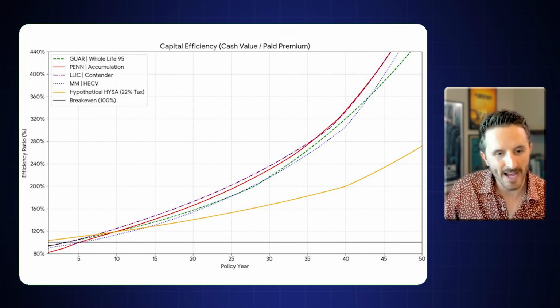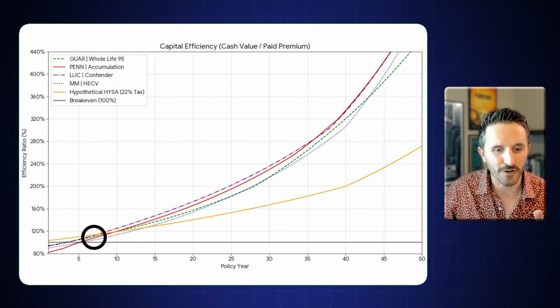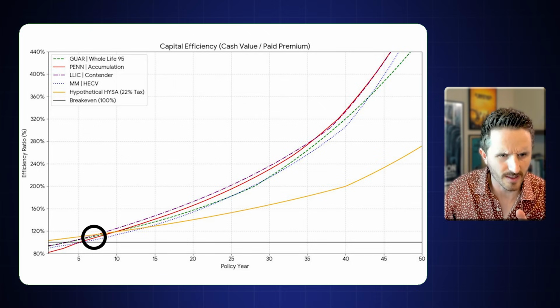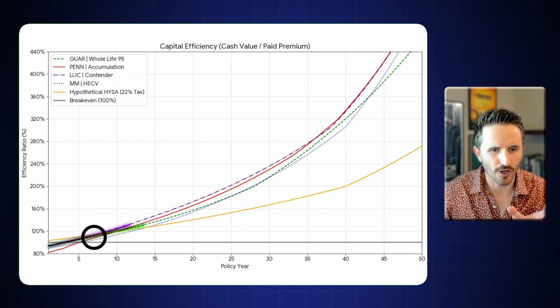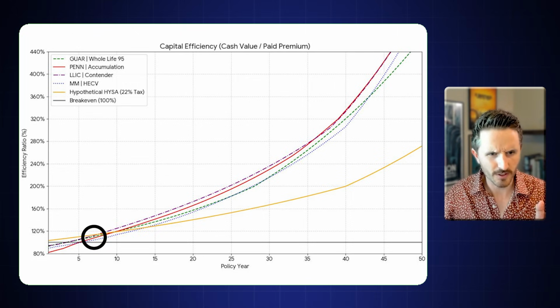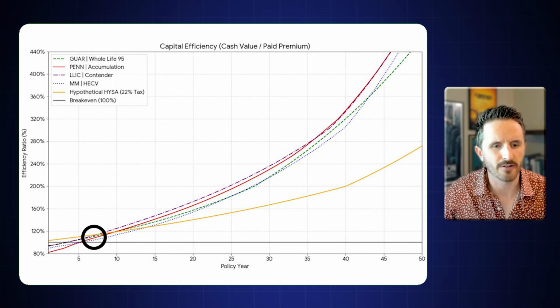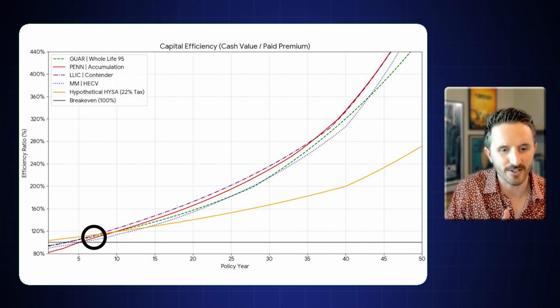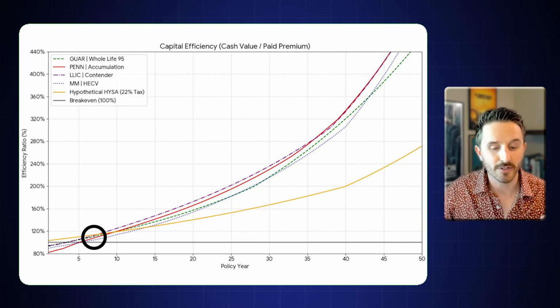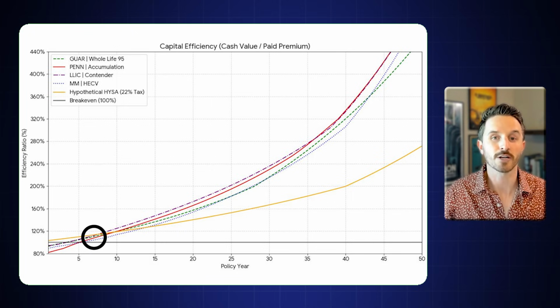So you'll see that by about year 7 or so, the first of the most efficient whole life policies have caught up to the high yield savings account. It looks like the Lafayette Life policy and even the Guardian policy are catching up around year 7 to the efficiency of the high yield savings account. You'll notice that in the beginning, the high yield savings account is north of 100%, but by year 7, it's maybe like 110% or so. And you'll notice that the lines cross pretty much at that point. The Lafayette Life and the Guardian policy are pretty much crossing that same threshold by year 7.